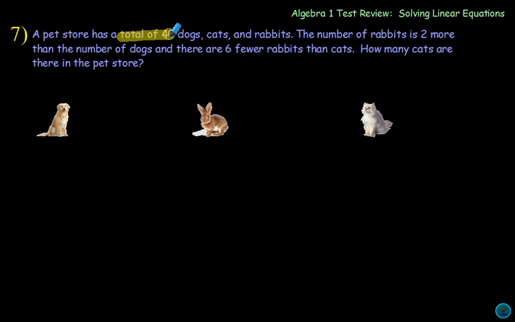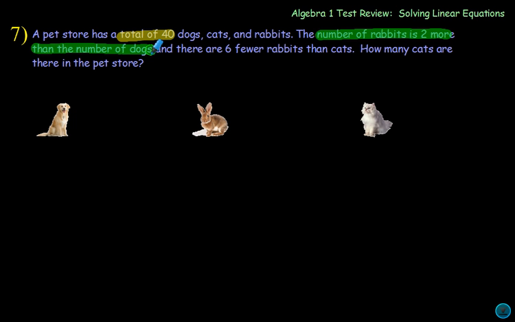But there's a total of 40. Right? So there's a total of 40 dogs, cats, and rabbits. And then it says the number of rabbits is 2 more than the number of dogs. Alright, so number of rabbits, let me highlight that. Number of rabbits is 2 more than the number of dogs.